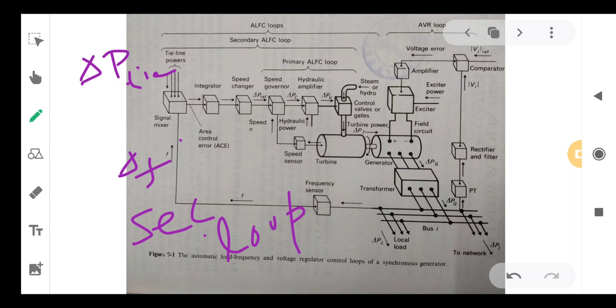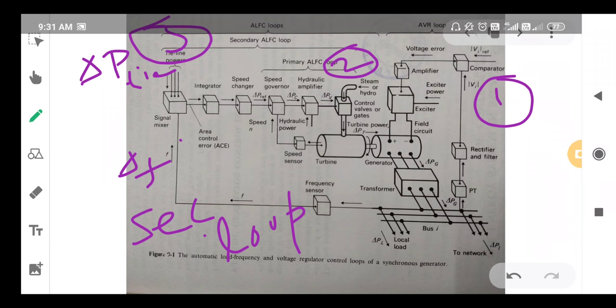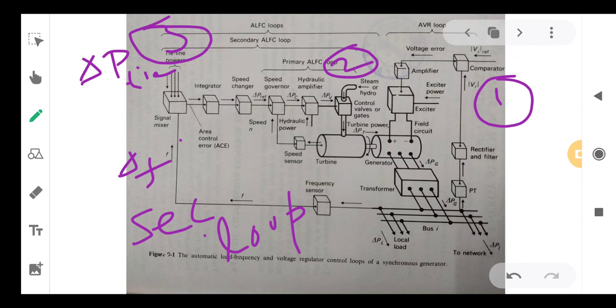Primary loop already you have seen. This is the loop number 1. This is 2, primary loop. This is 3, third loop. It is also known as secondary ALFC loop.